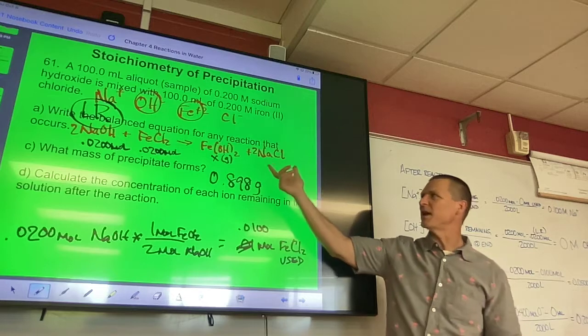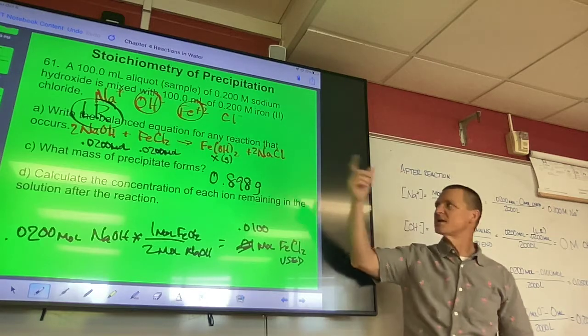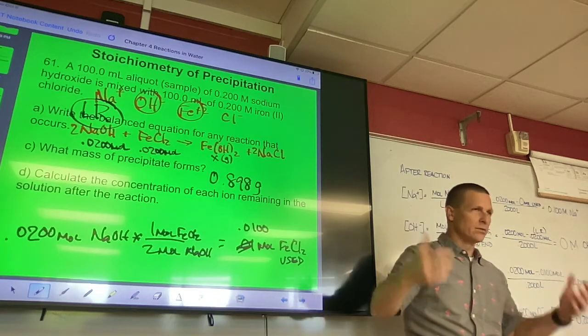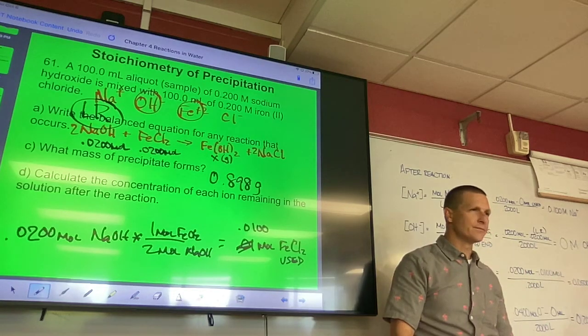Now, I think I told you yesterday, this is not very descriptive because the sodium and chloride really are not together. They're dispersed on their own, both of them surrounded by water.